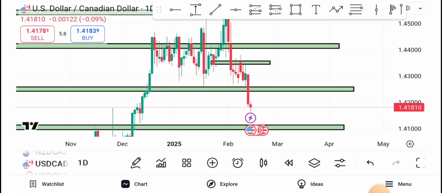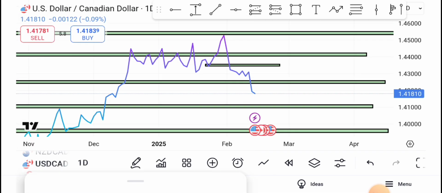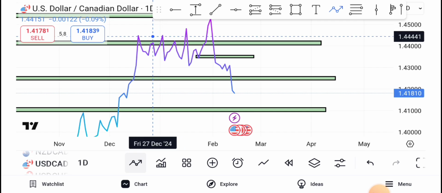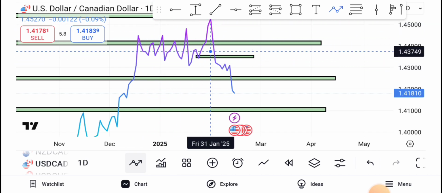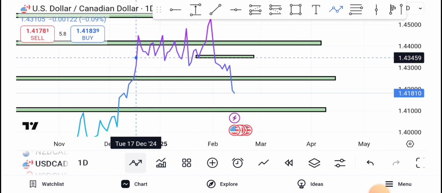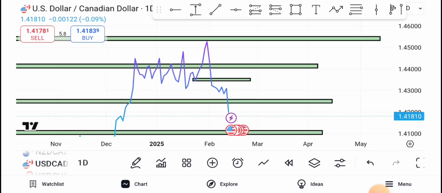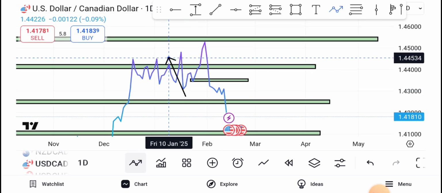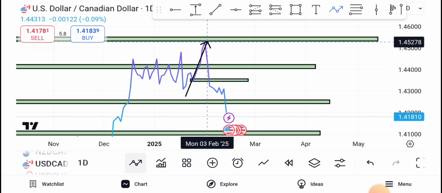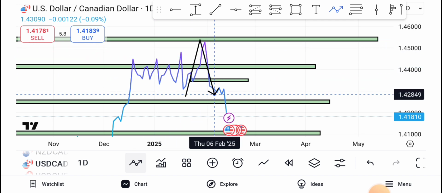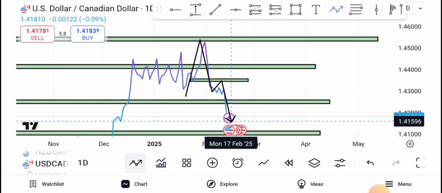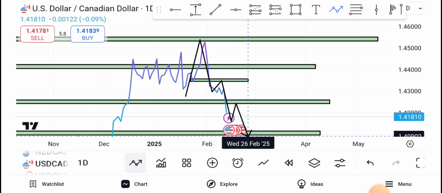On USD CAD too, you can see price broke beneath this sort of consolidation here. The market was stuck sideways for a very long time before we went upwards to grab liquidity, or got a fake out here. Then we came back and we are waiting for a retest. Then we sell.